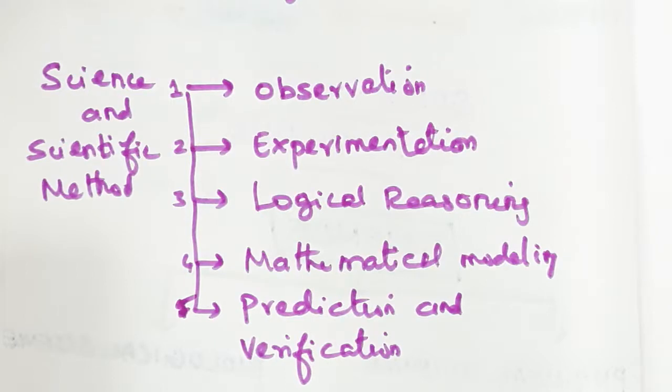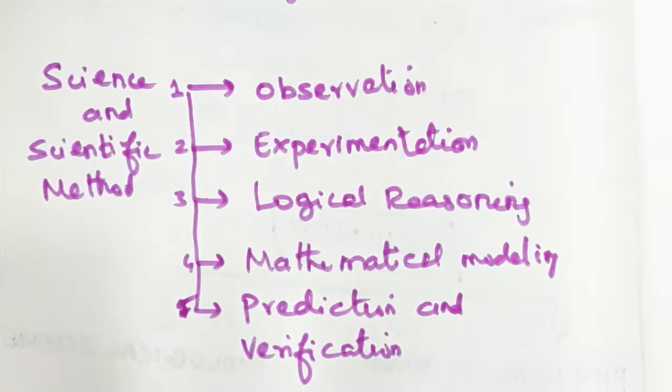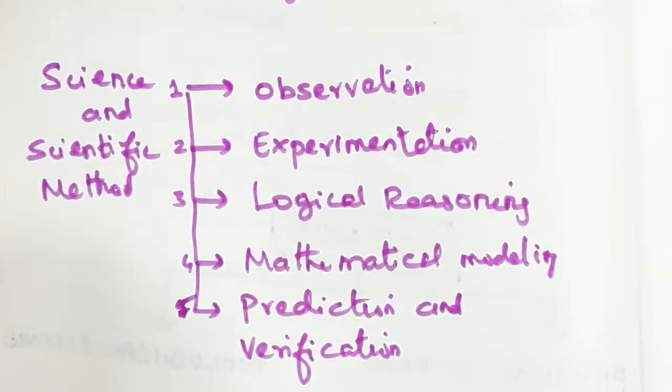In such a way, so many scientists have observed so many phenomena around them and experimented. Then they put it in formulas, laws, derivations and so on. So this is the step-by-step approach of the scientific method. What is meant by the scientific method? It is a step-by-step approach in studying natural phenomena.